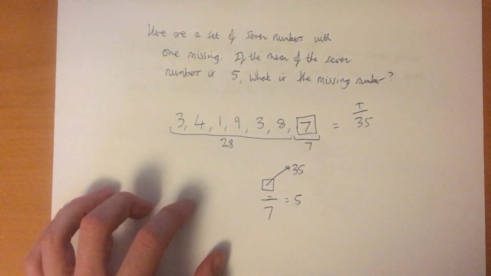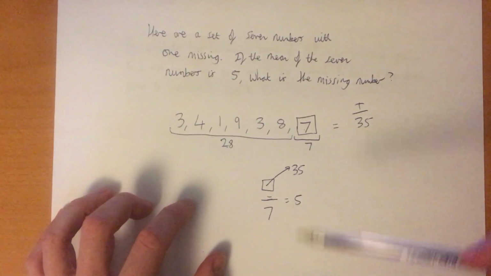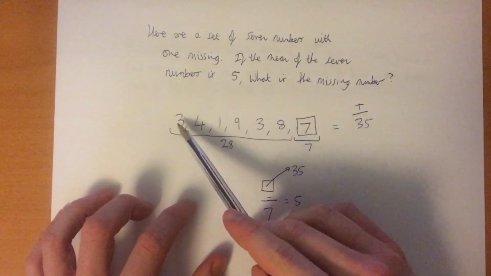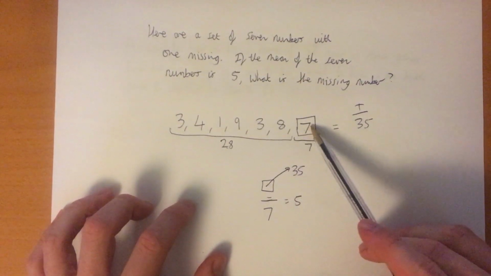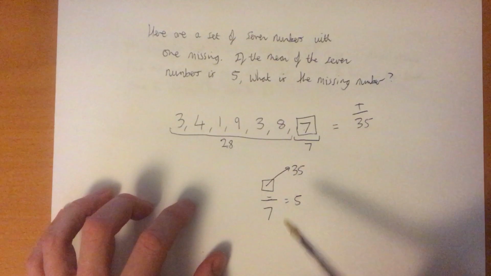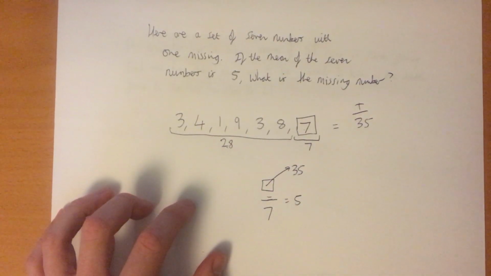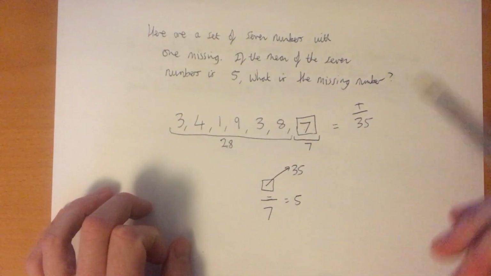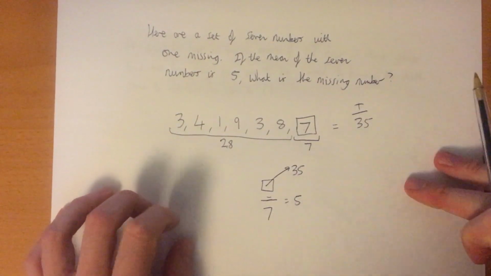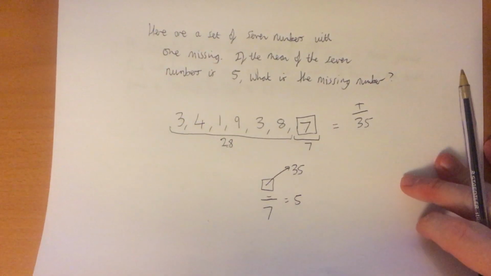And again, the way I did it is I looked and said, how many numbers are there? There's 7 numbers, even though we're missing one of them. So something divided by 7 equals 5, because I said the mean is 5. The mean is 5. Therefore, I worked backwards. Okay? Pause the video and rewind it if you need to look at this example again. I'm going to go for one more, a bit more difficult.